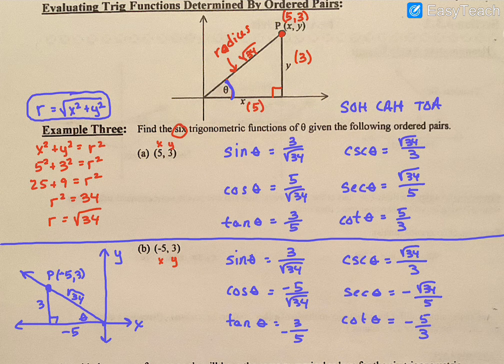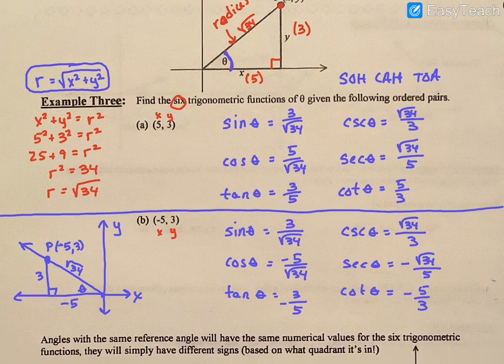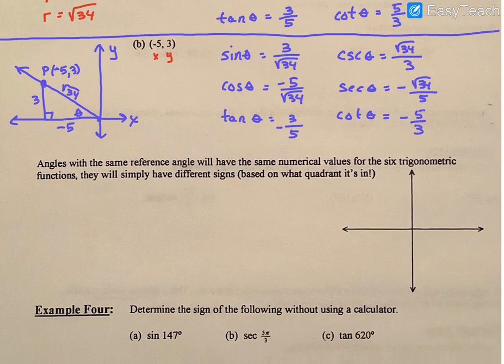Hopefully this gives you a little insight of how to deal with the basic ordered pairs that you will see in homework. Now, notice the difference between A and B there. Sine and cosecant kept the positive signs. Everybody else changed to negative. And that leads me into the next part. So let me scoot my screen a little bit.